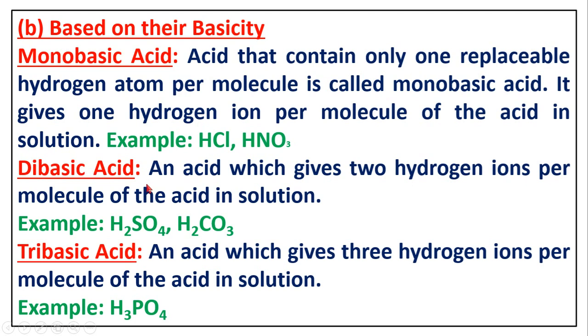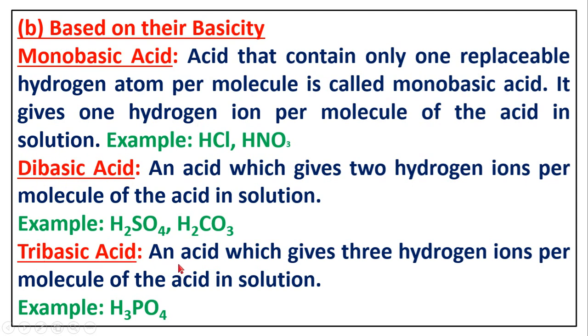Dibasic acid: an acid which gives 2 hydrogen ions per molecule of that acid in a solution. For example, sulfuric acid, H2SO4, splits into 2H plus and SO4 2 minus. Here 2 hydrogen ions can be replaceable. Carbonic acid, H2CO3: here also 2 hydrogen ions can be replaceable. So sulfuric acid and carbonic acid are dibasic acids.